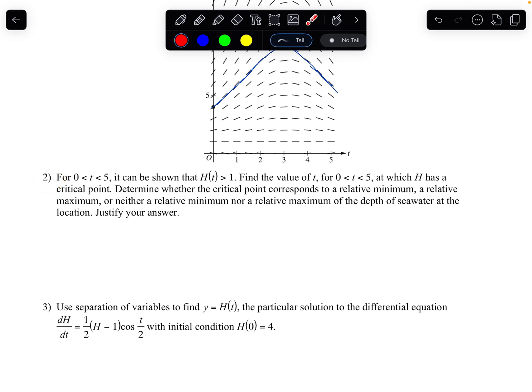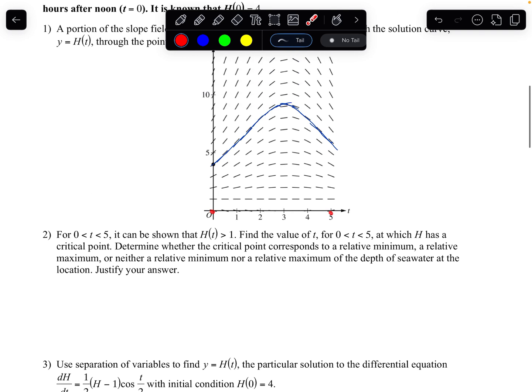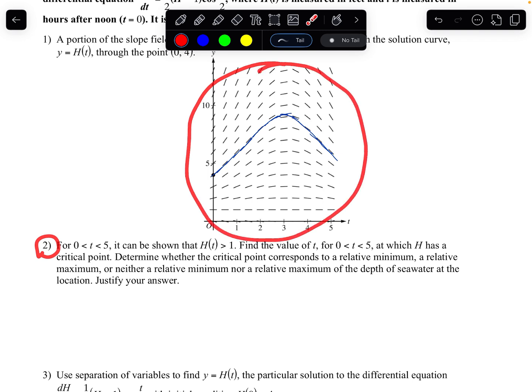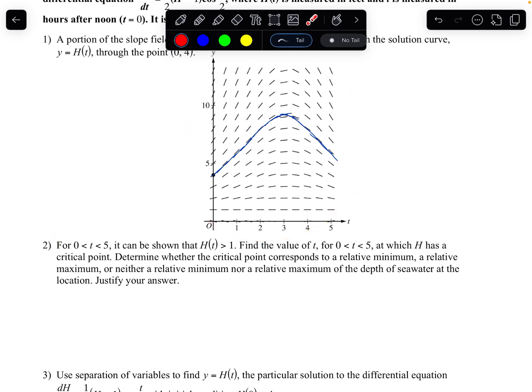But for 2, it says from 0 to 5, we're still talking about the information from up here. It can be shown that h of t is greater than 1. Now, on this question, we cannot refer to this graph for points. Okay, it's going to be very tempting to be like, yeah, look up here. But you can't do that. So h of t is greater than 1. You can kind of see that a lot of these functions. So here's 1. You can see that our given function right here is greater than 1.